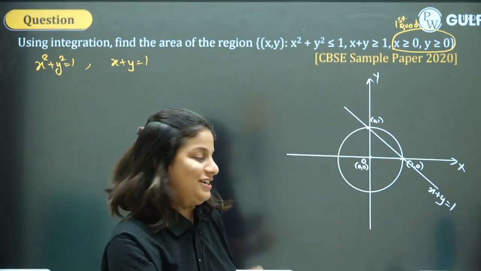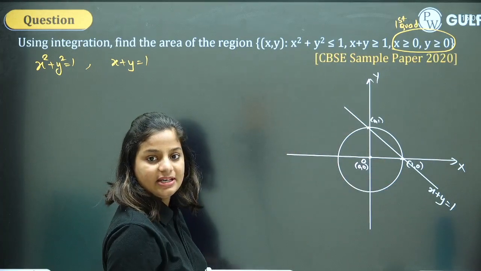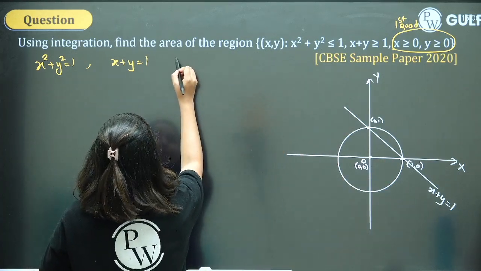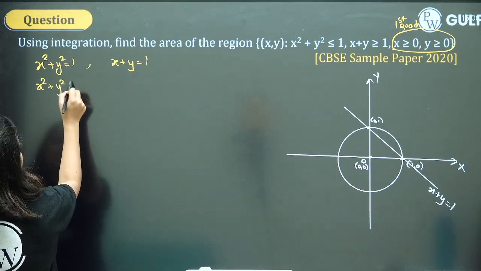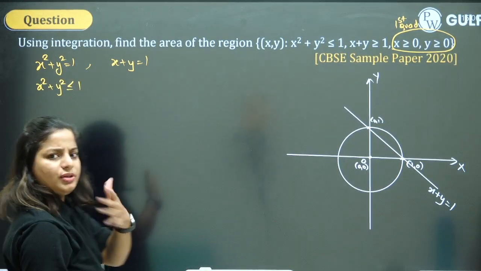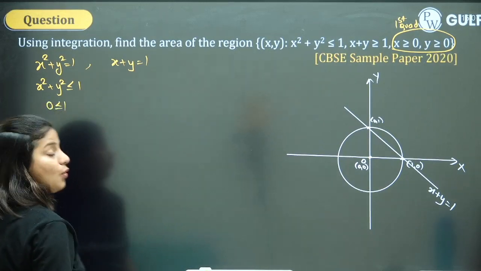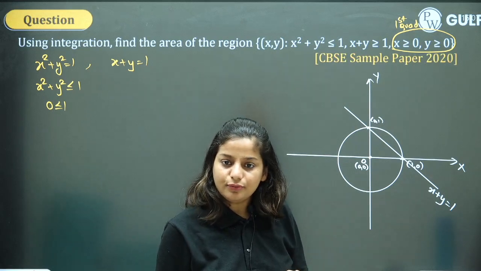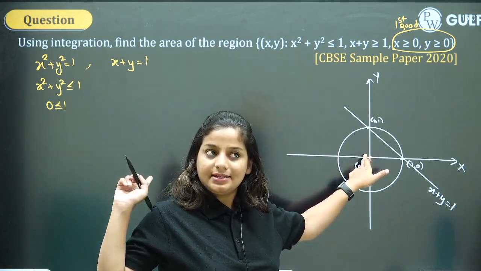Origin test. That is what we'll perform in this inequality. Listen carefully. x square plus y square less than or equal to 1. Put x and y both 0. 0 plus 0 less than or equal to 1, so 0 less than or equal to 1. Is it true? Is the origin satisfying the inequality? 0 is less than 1, yes.